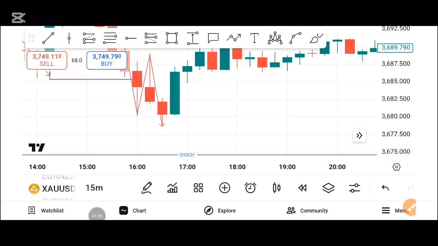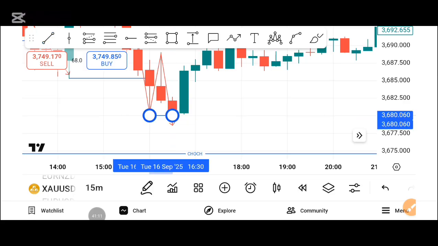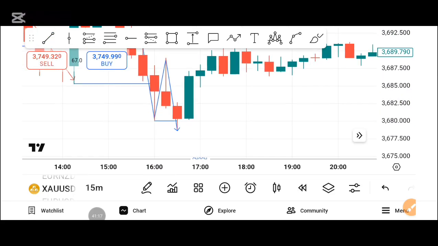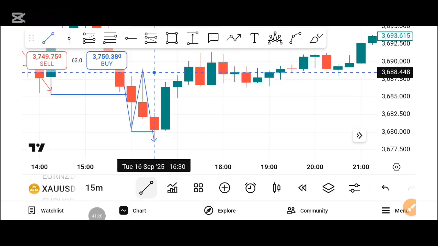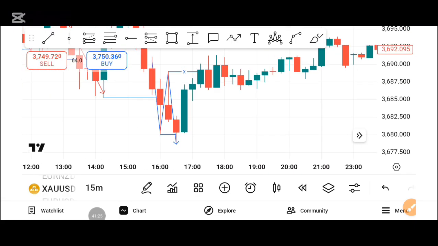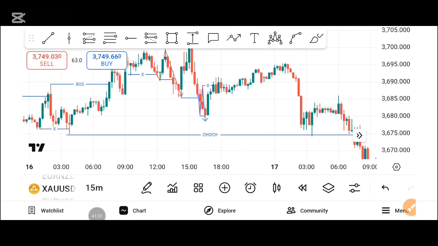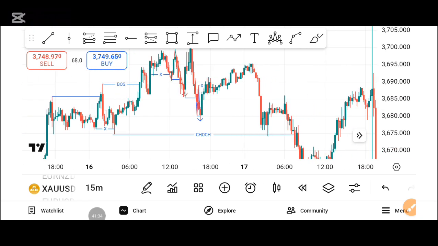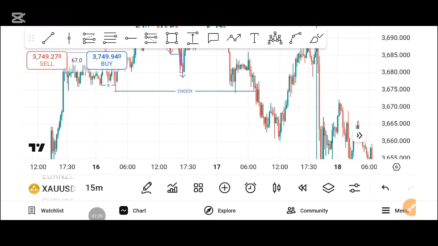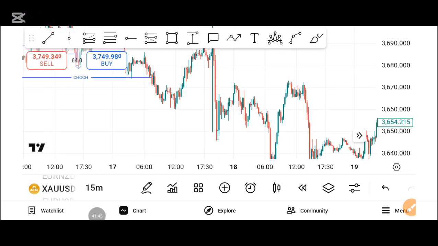Can you see the structure mapping now? We have a break here. Can you see it now? So we have inducement sitting at this point. You can see it for yourself. So you can just go ahead and keep marking those inducement points. Keep marking them. That is how you can locate your inducement.